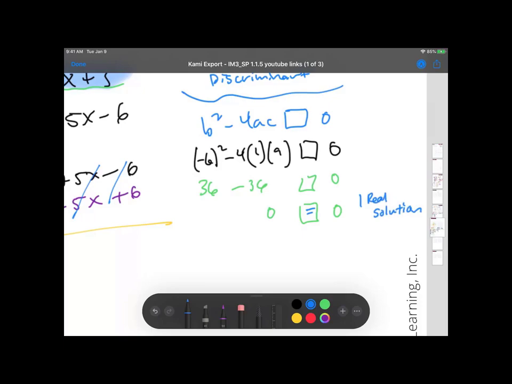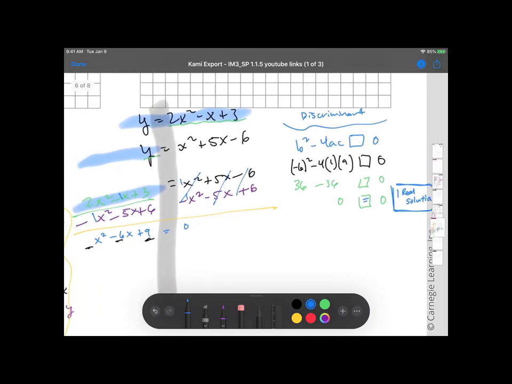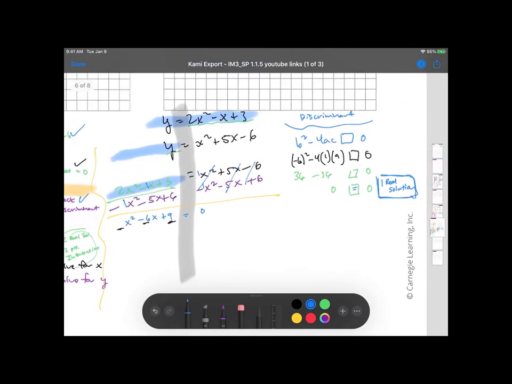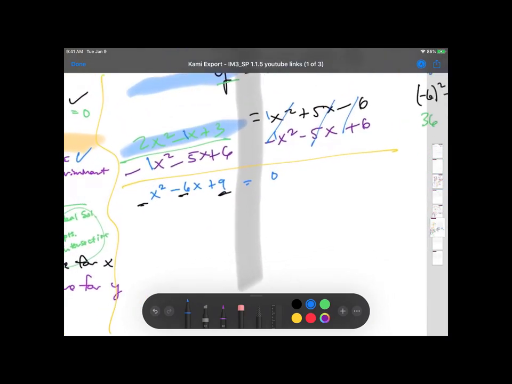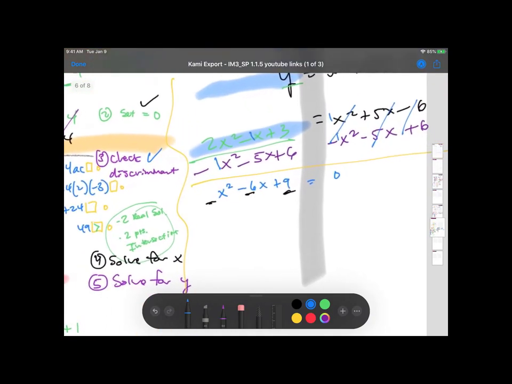Okay, so this should give us an idea. Let's continue solving over here. So now we know the discriminant tells us to solve for x. Okay, so let's go for the home run.